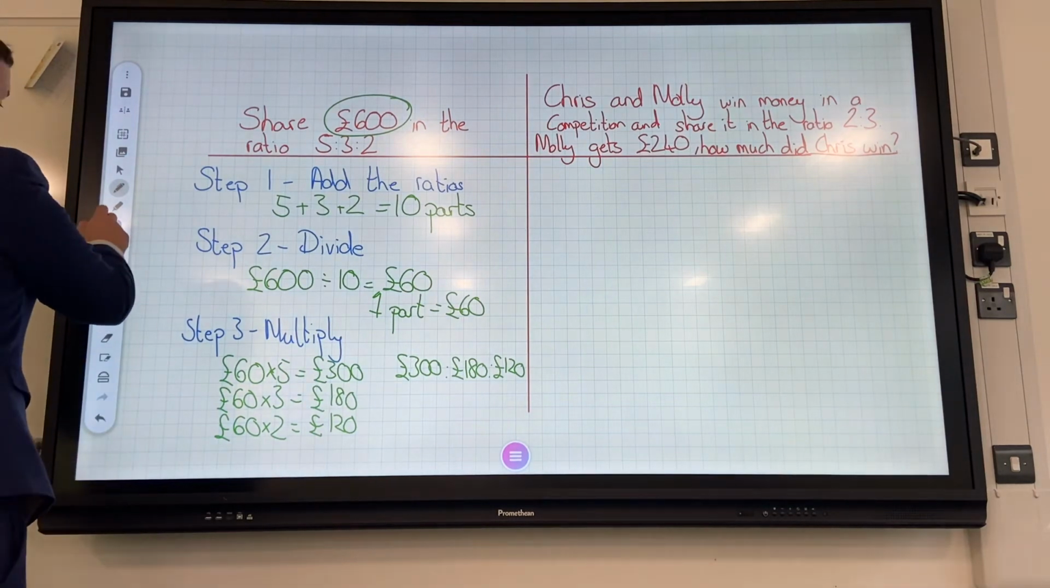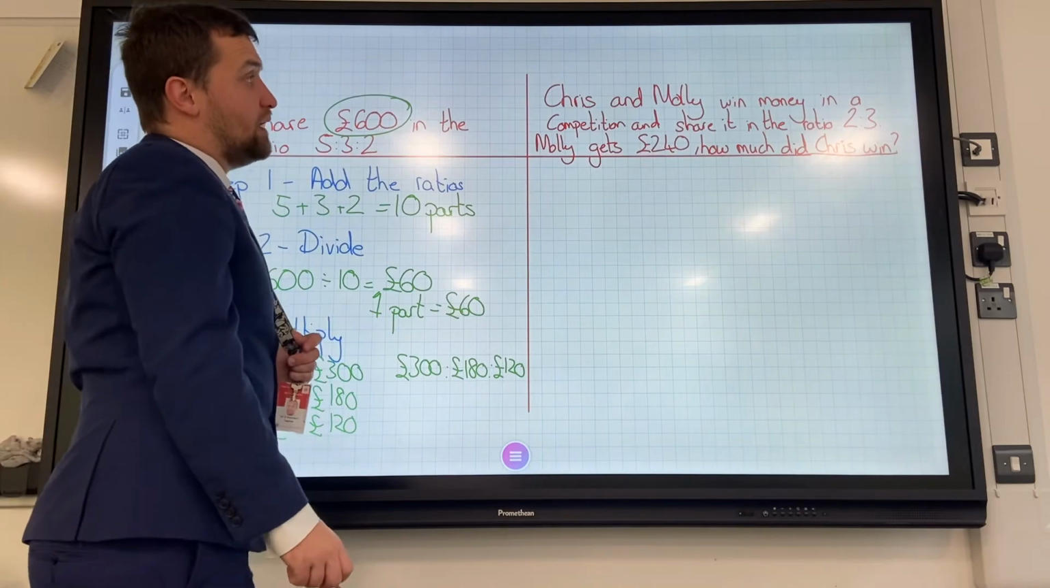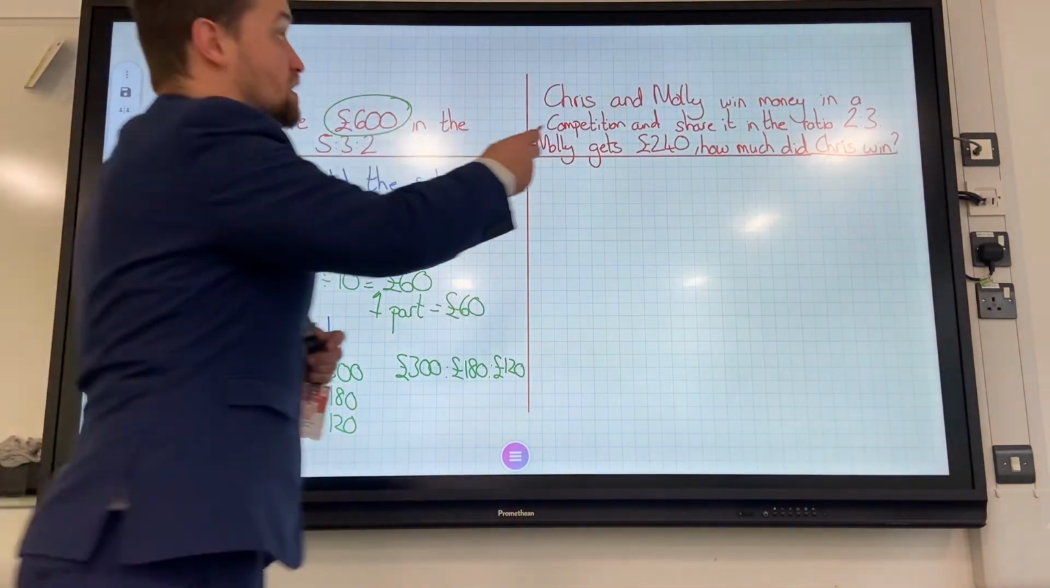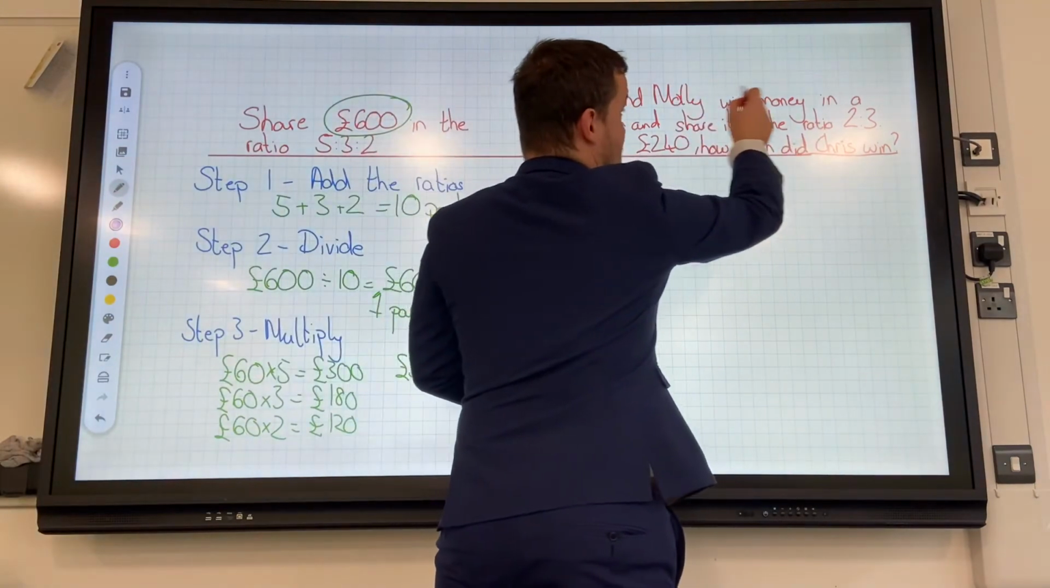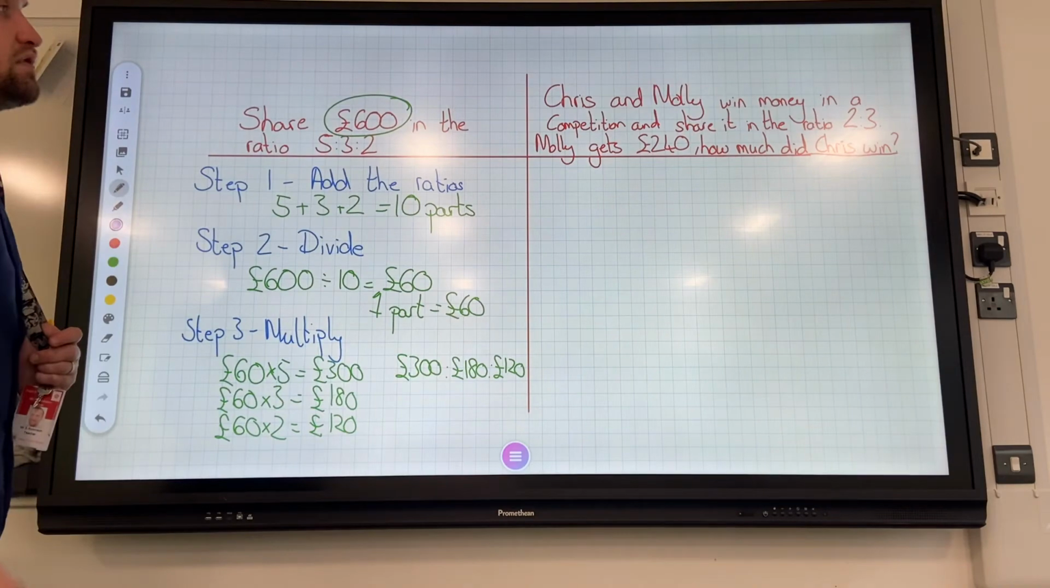The next question is slightly different, and it will catch people out on this one. So Chris and Molly win money in a competition and share it in the ratio 2:3. So Chris is first in the list, so he gets 2 parts. Molly is next, so she gets 3 parts. Molly gets £240. How much did Chris win?